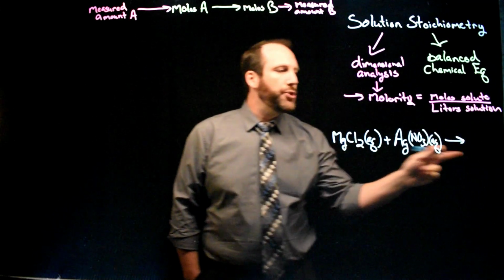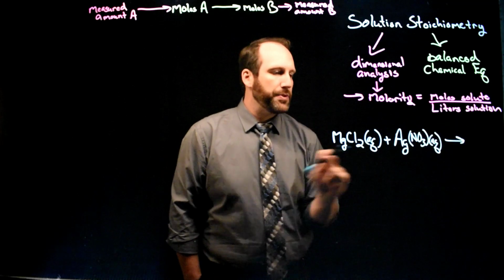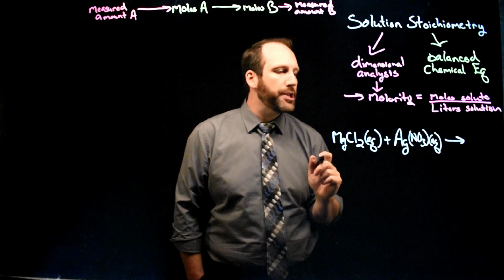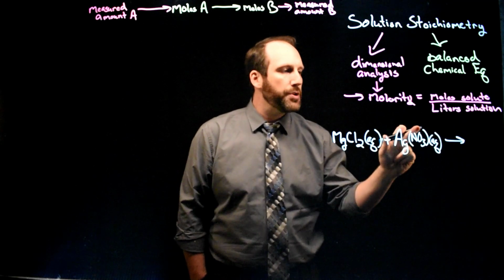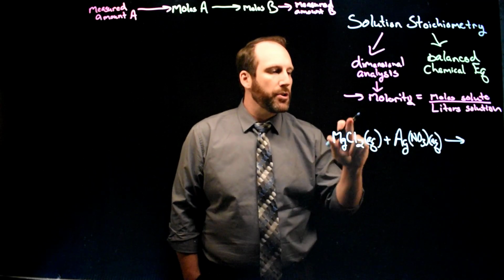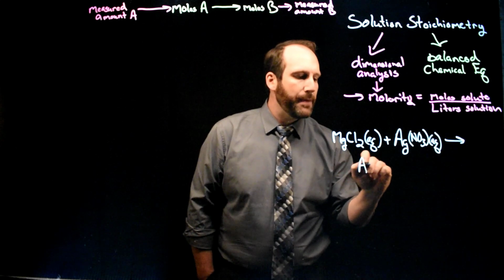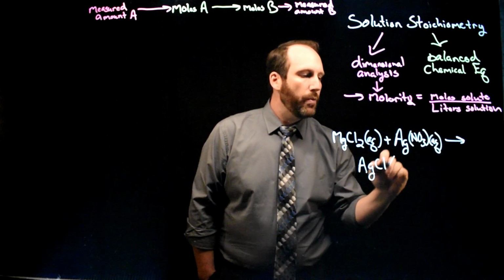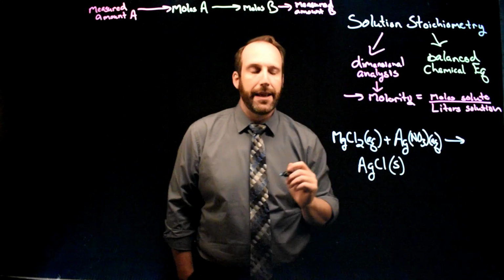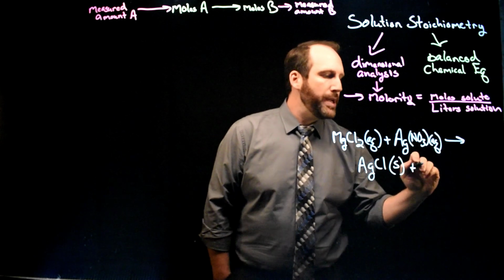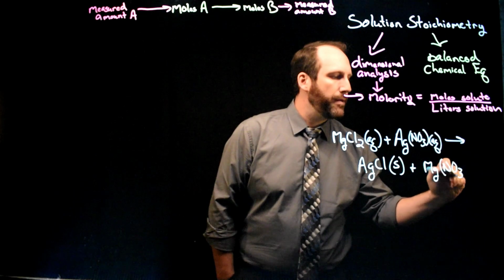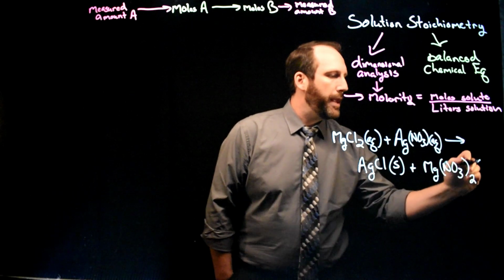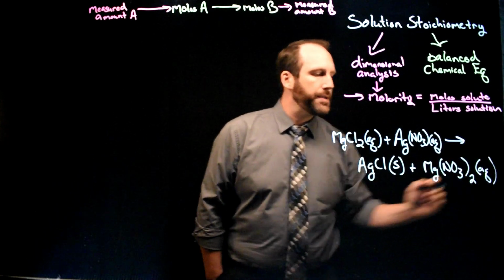And then when we do that reaction, I'll run out of space here, so I'm going to come down here. When we do that reaction, what happens? This is a double displacement reaction. So the magnesium goes with the nitrate, the silver goes with the chloride. So we end up getting silver chloride, which is a precipitate in this reaction, and we get magnesium nitrate, okay? And that's going to be a solution.